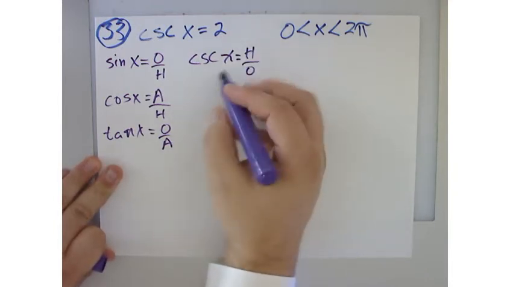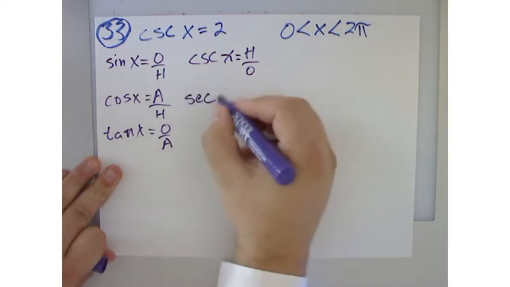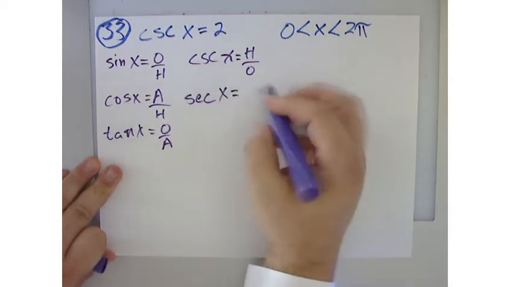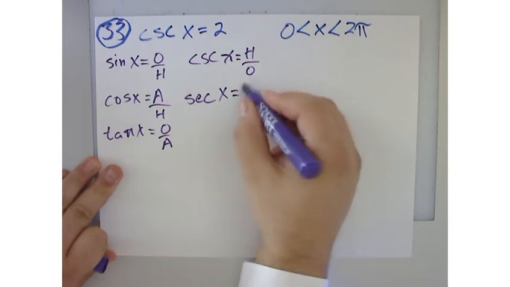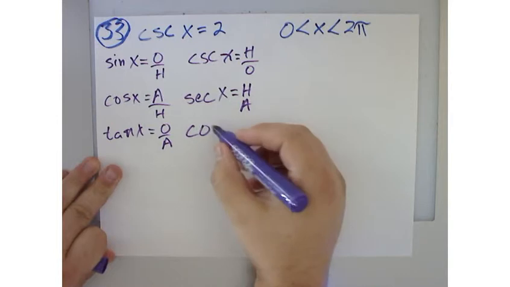Somebody said if you have SOHCAHTOA, what would be the other one? It would be like Chosha, Chosaka or something like that.